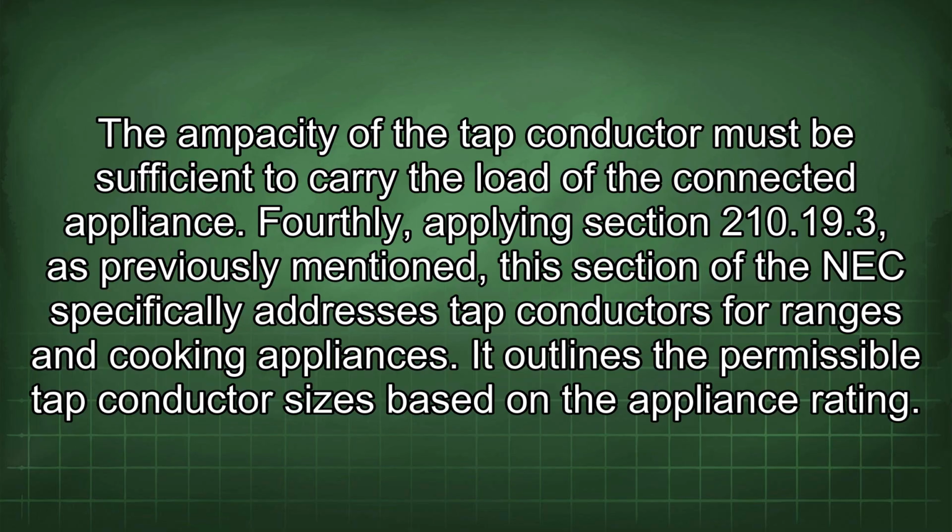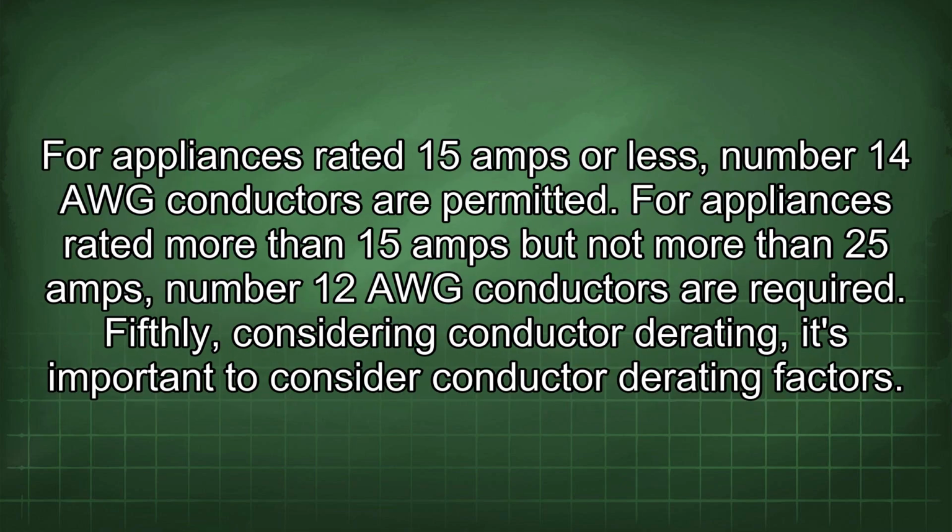Fourthly, applying section 210.19.3, as previously mentioned, this section of the NEC specifically addresses tap conductors for ranges and cooking appliances. It outlines the permissible tap conductor sizes based on the appliance rating. For appliances rated 15 amps or less, number 14 AWG conductors are permitted. For appliances rated more than 15 amps but not more than 25 amps, number 12 AWG conductors are required.